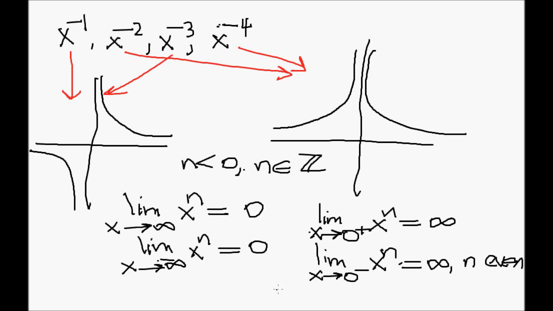However, if I have the limit as x approaches 0 from below of x to the n, and n is odd, then for odd values of n, as x approaches 0 from below, it blows up negative. So this is negative infinity for n odd. Okay, so those are the answers to part C.